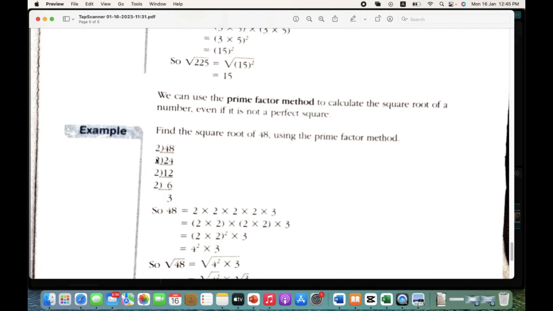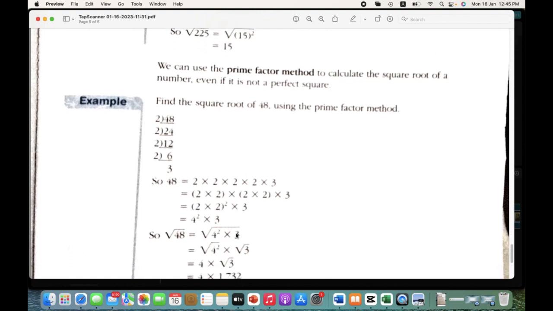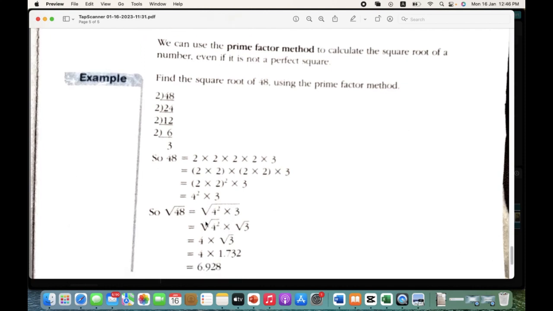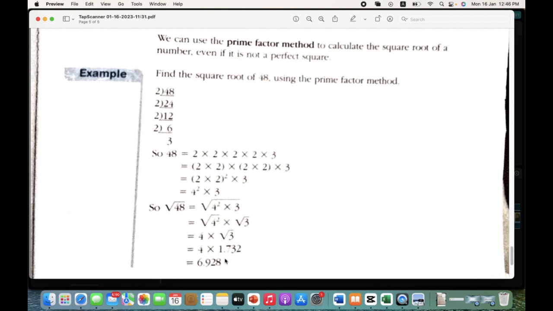Okay, so you have 2 times 2 times 2 times 2. Between these two, we take one 2. Between these two, we take one 2. So 2 times 2 is 4, right? So we get 4 from here. And then there's 3 raised to power 1. So we put the square root on both of them. We will not separate them: square root for this, square root for this. For 4, the square cancels the square root, we get 4. For 3, we find the square root of 3, which is 1.732. So 1.732 times 4, you get 6.928. That will be the square root of 48.